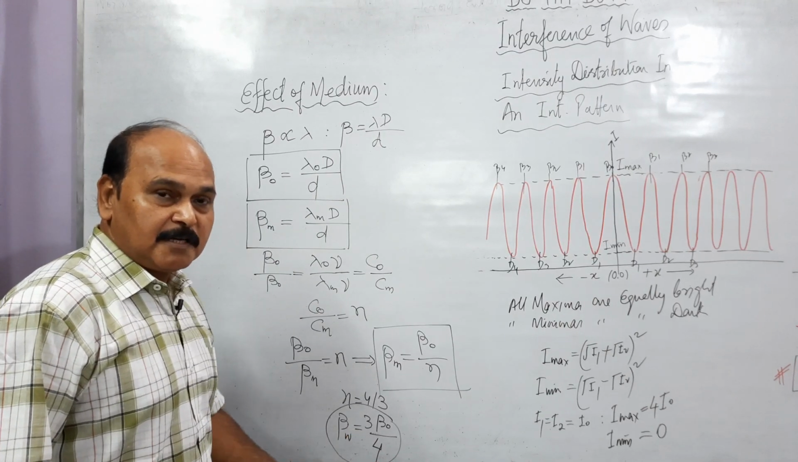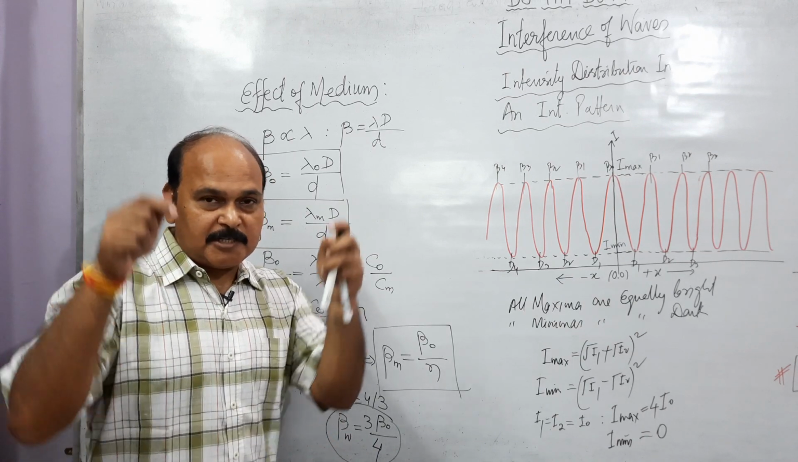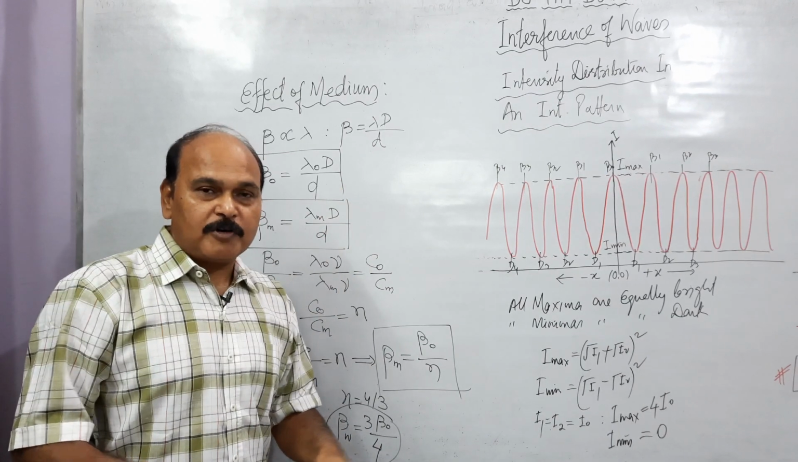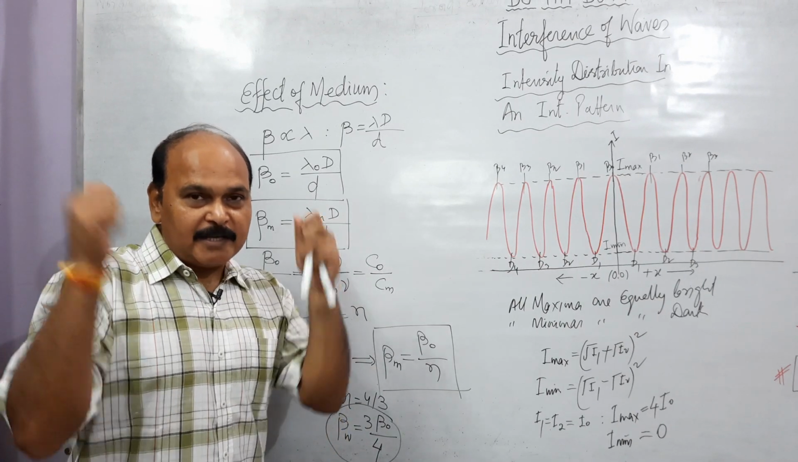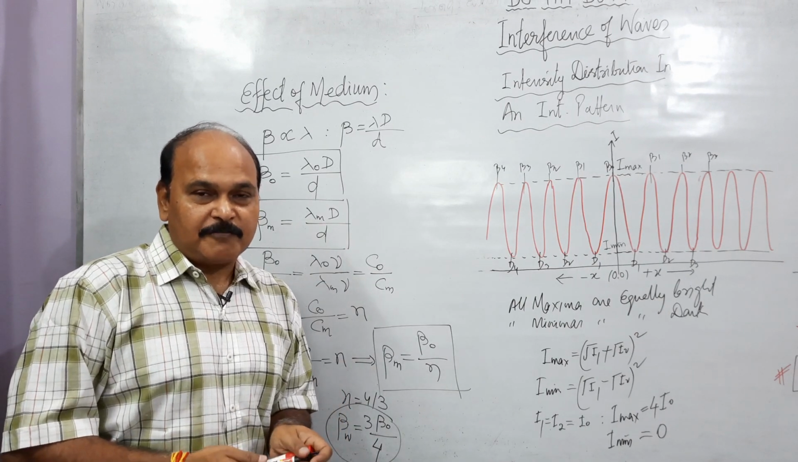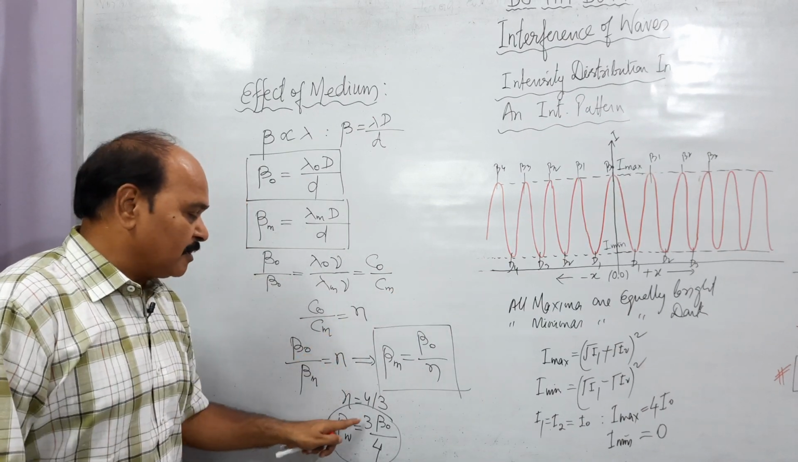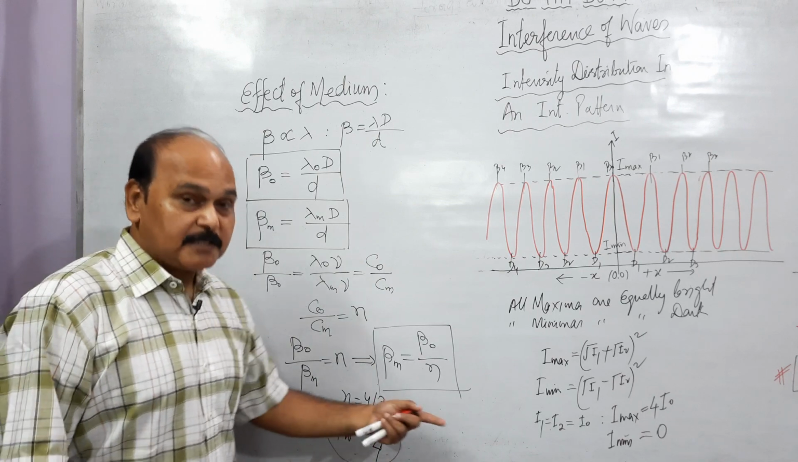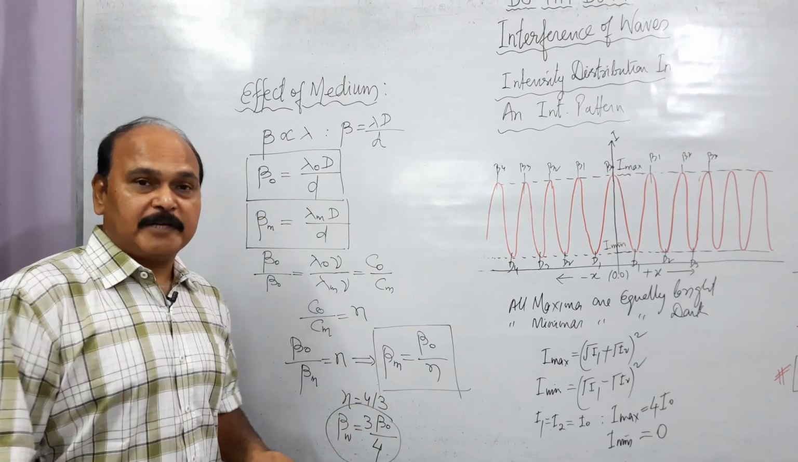This simply means, very important question, if the YDSE setup is immersed in water, what is the effect over the fringe pattern? Your answer is going to be, when the YDSE setup is immersed in water, the fringe width decreases, fringes come closer. Fringe width becomes 3/4 of the fringe width in air. So this is the effect of the medium.